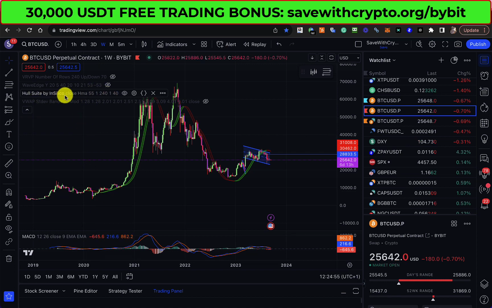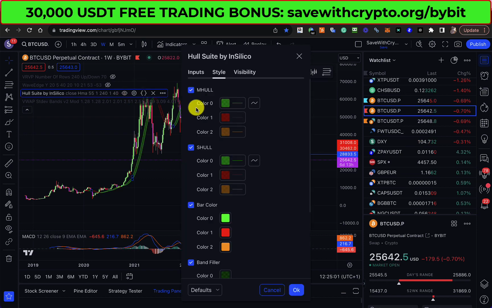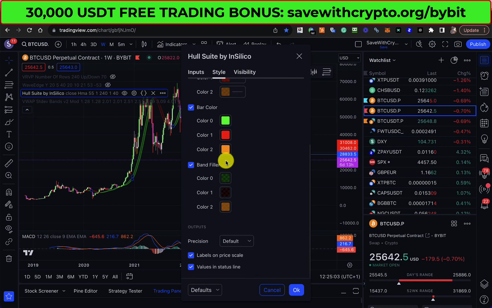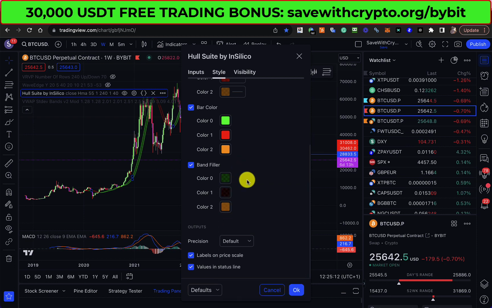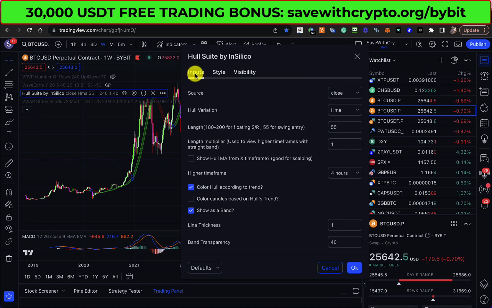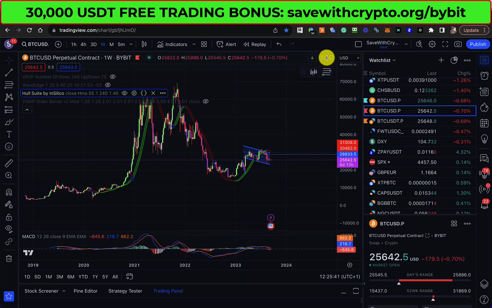That's called Whole Sweet by In Silico, and I think I've definitely changed the opacity of something there. I think it was the band filler. I think it was these. I think I changed them to about 26%. Yeah, something like that, because I wanted to kind of see the bars through them, if you know what I mean. Other than that, I don't think I changed anything. If I did, it was the 55 and the 1 there, but I don't think I did change them. Visibility I didn't touch. Okay, so that's Whole Sweet by In Silico.